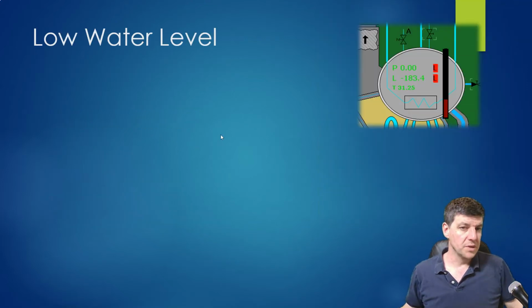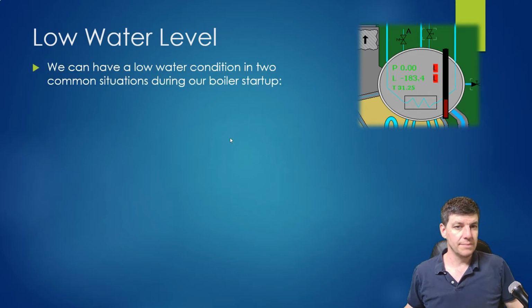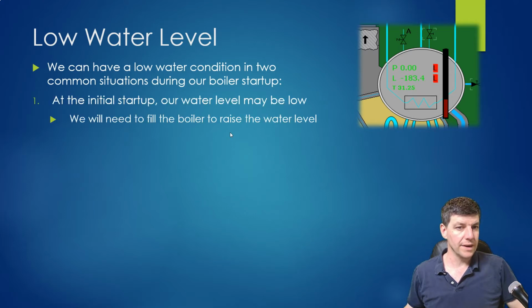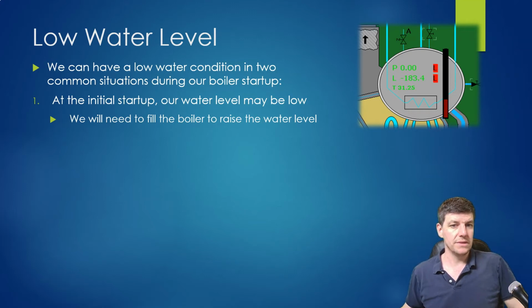Okay, so let's talk about the reasons why we might have a low water level. The two most common cases where we have low water is, number one, right at the very start. The boiler may not have enough water in it, and so typically we would want to add some water at the very start. So we'll need to fill the boiler to raise the water level at the start.